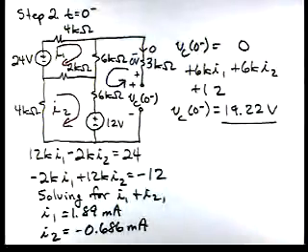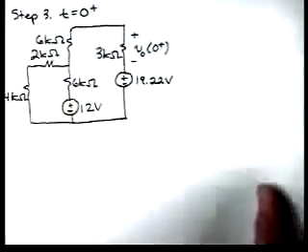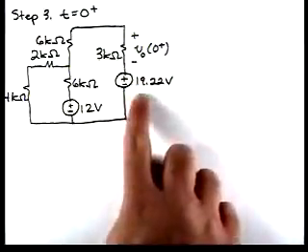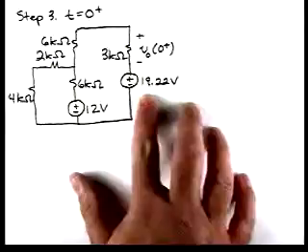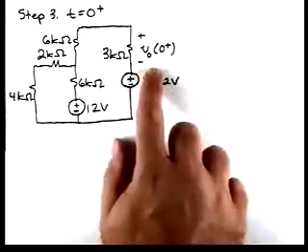So that completes step 2. Now step 3, we're going to draw the circuit at t equals 0 plus. We're going to replace the capacitor with a voltage source equal to the value at 0 minus. So here's our circuit at t equals 0 plus. Notice we've replaced our capacitor here with a source equal to the VC0 minus value, 19.22. Now we want to solve for V0 of 0 plus.